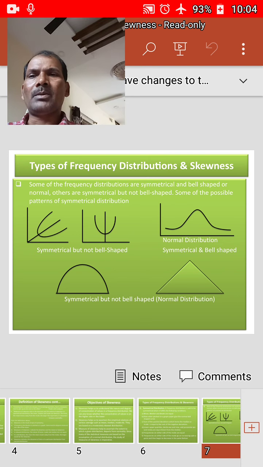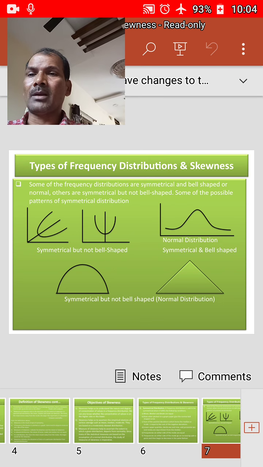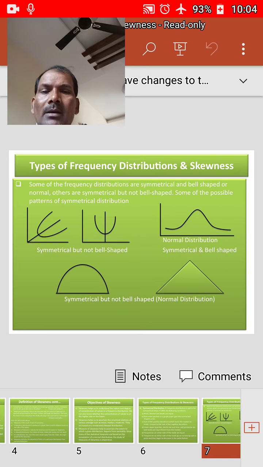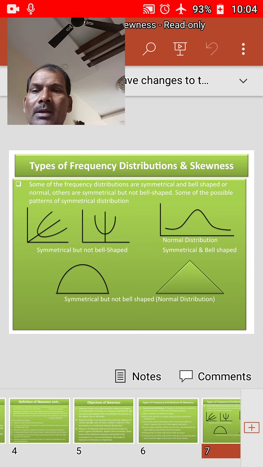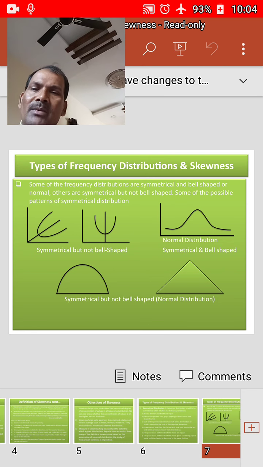Whereas in a normal distribution you will find it is symmetrical and a bell-shaped curve. You can make it into two equal halves, right? And you will find the fourth and fifth are symmetrical but not bell shaped. They are not normal distributions.